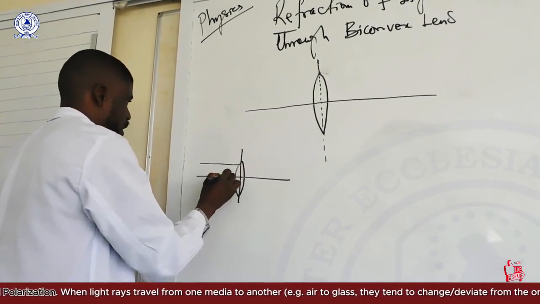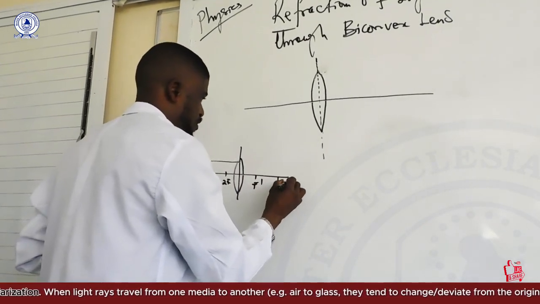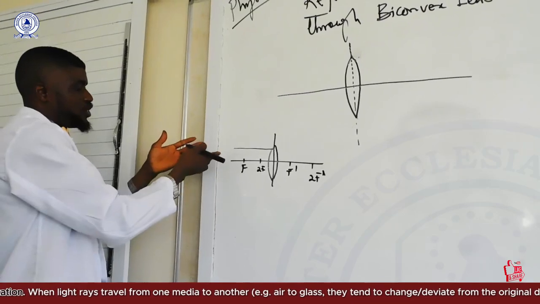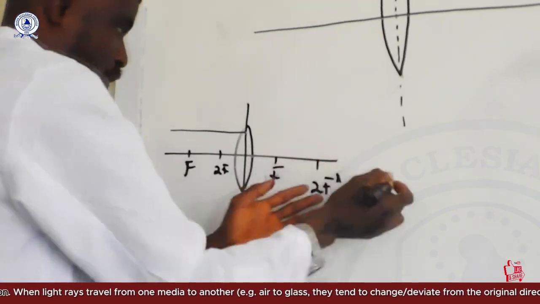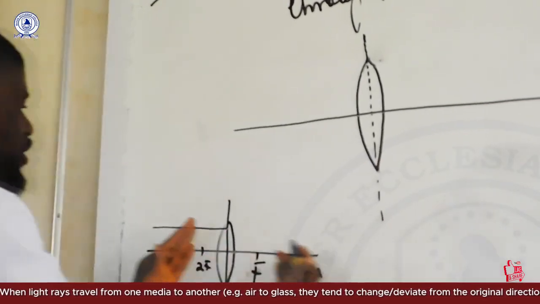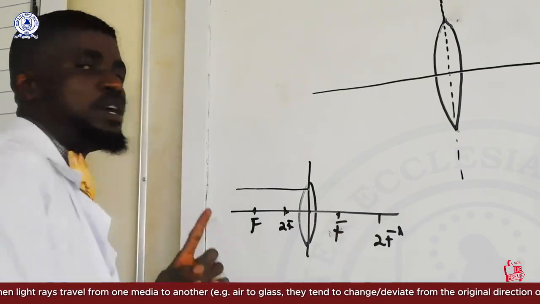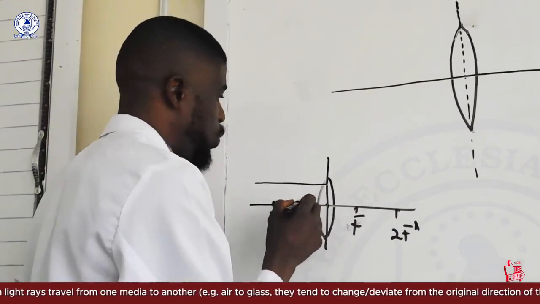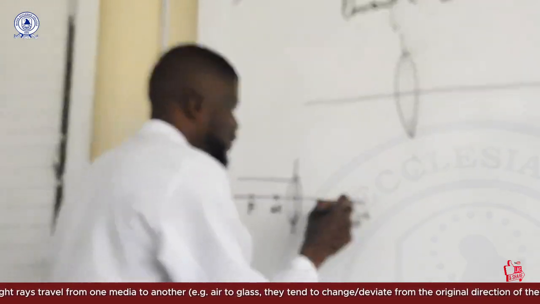This is F, and this is 2F. This is F prime, and this is 2F prime. Good. Now, if we are choosing this side of the lens as the source of our light, everything here becomes F prime and 2F prime. But if we are choosing the other side of the lens, everything here becomes F prime and 2F prime. Similarly, the distance from this point to this point must be the same as from this point to this point. That is to say, if you have from here to here 2 cm, from here to here must be 2 cm. From here to here 2 cm, from here to here must be 2 cm.